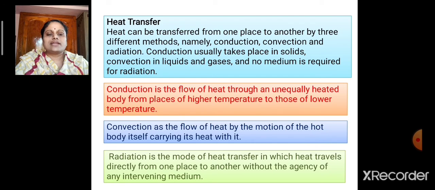Convection is defined as the transfer of heat by the actual motion of the particles of the medium. Radiation is a mode of heat transfer in which heat travels from one place to another without any intervening medium. That is, the sun's rays reach the earth by passing through vacuum.